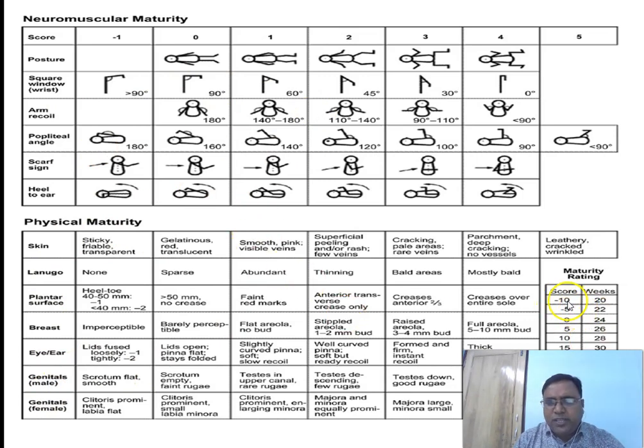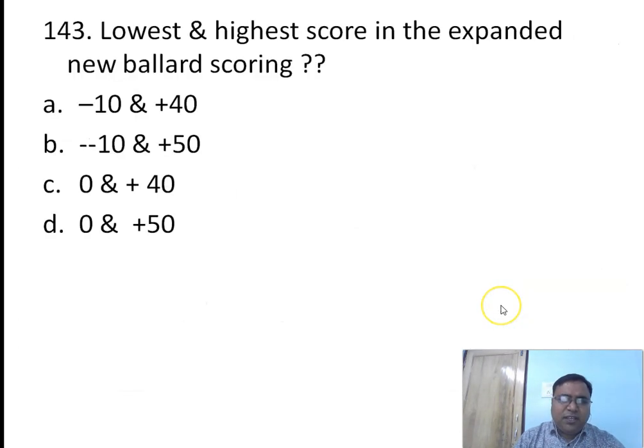But the lowest score is your -10. That corresponds to your 20 weeks. Similarly, the highest score is 50. That corresponds to your 44 weeks of gestation. So the answer here is your -10 and plus 50.